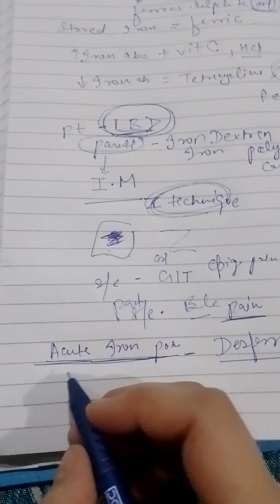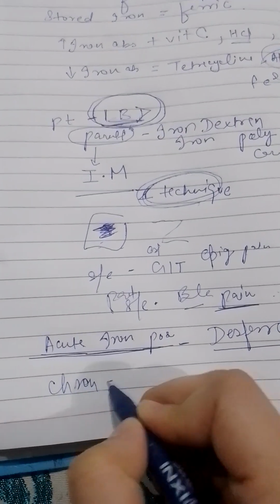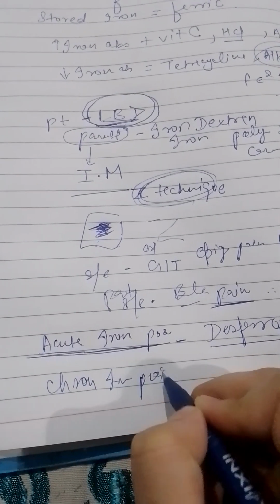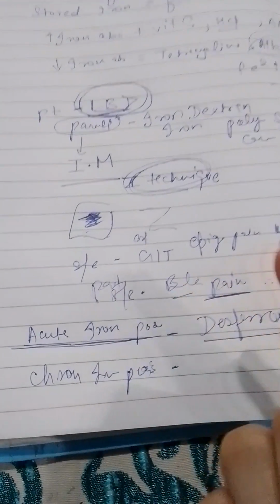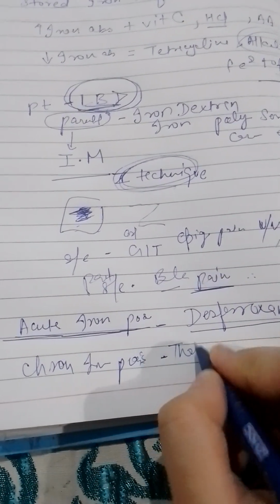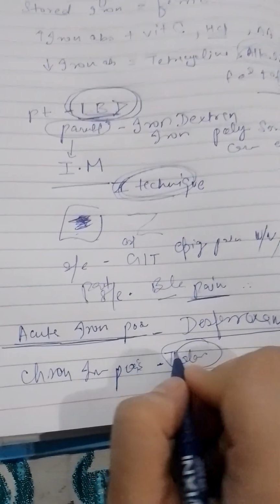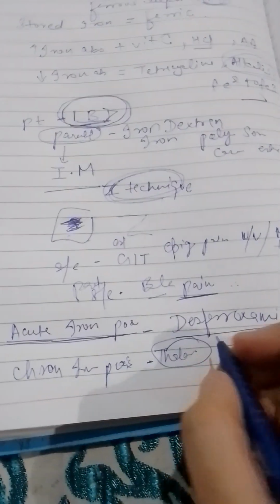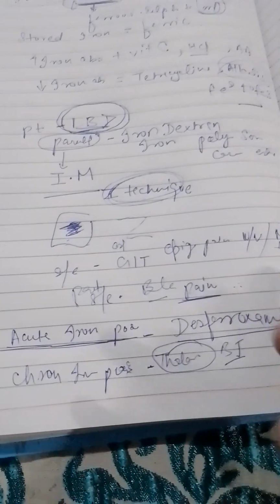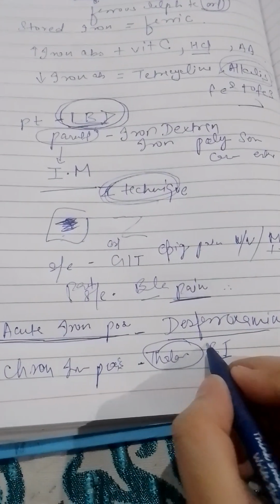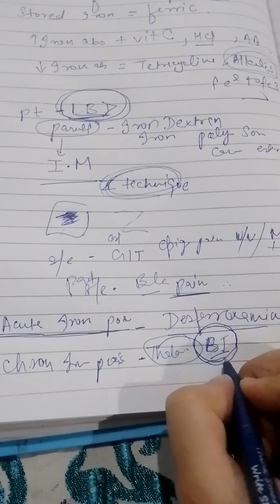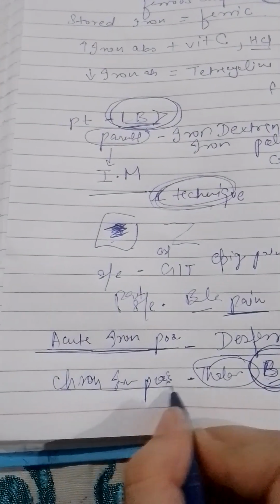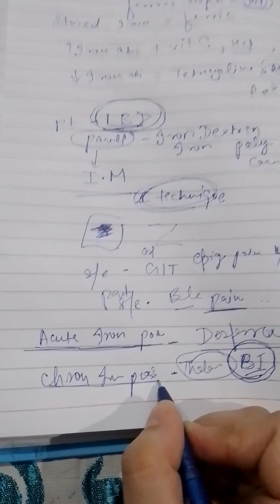Now, for example, suppose a patient has chronic iron poisoning. What does that even mean? How is it possible? Yes, it's definitely possible. For example, if the patient is suffering from thalassemia, in thalassemia we have to give blood transfusions again and again to save the patient's life. If you are transfusing blood again and again, don't you think we are in a way transfusing iron again and again? So that's how chronic iron poisoning will occur, right?